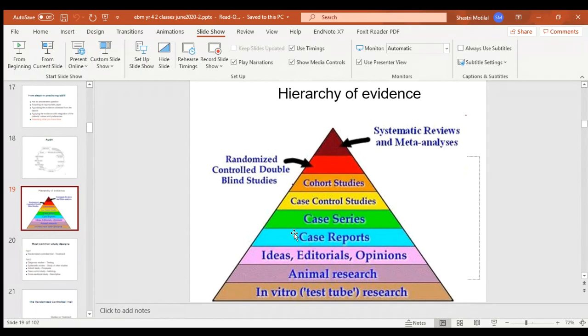A case series or a case report, I'll pick a case report first. A case report is essentially one case that is written up and published in a journal.